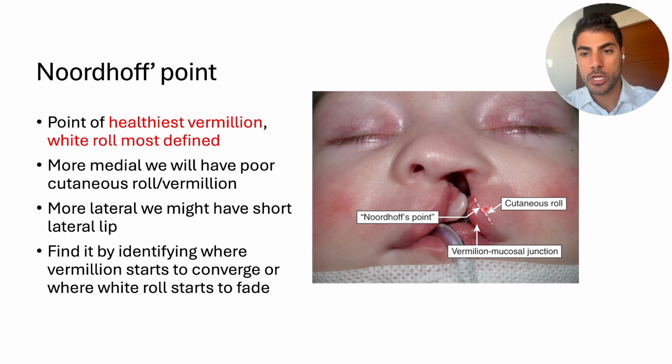So basically, the way we choose Nordhoff's point, we have 2 ways. We can see the cutaneous white roll when it starts to fade. As soon as it starts to fade, before it, where it has the healthiest cutaneous white roll, this would be our Nordhoff's point. Or we can see it by looking at the convergence of the mucosa. When the mucosa starts to converge, this is where we know that our Nordhoff's point has been passed. So the Nordhoff's point is right before the mucosa starts to converge and gets thinner.